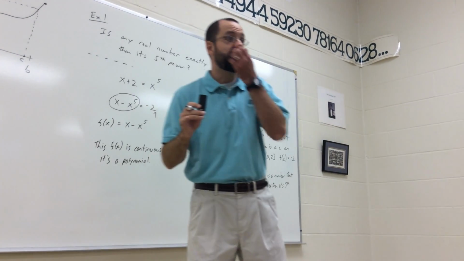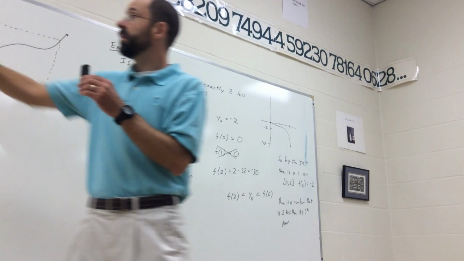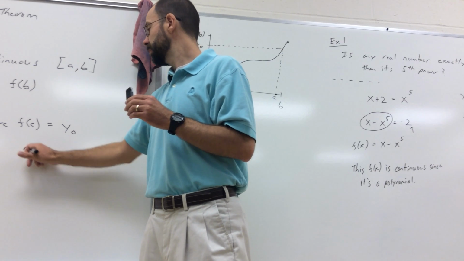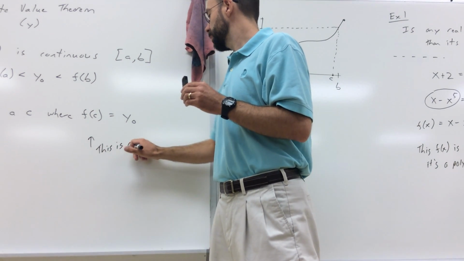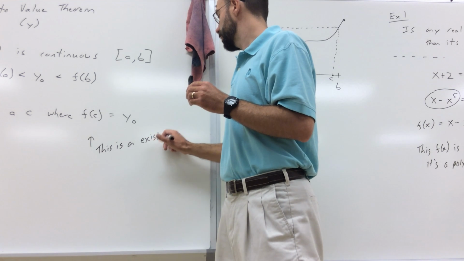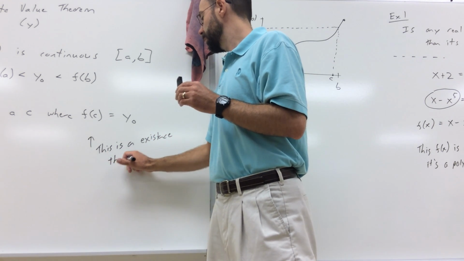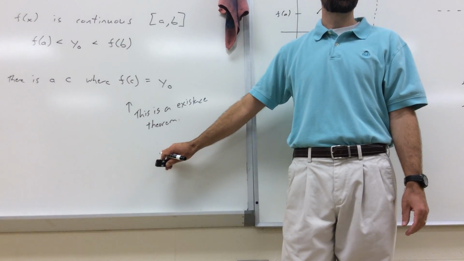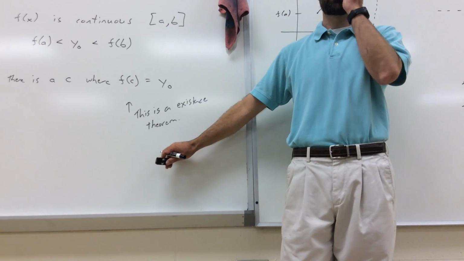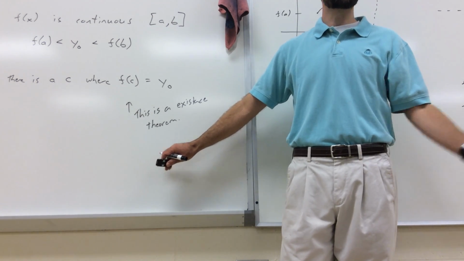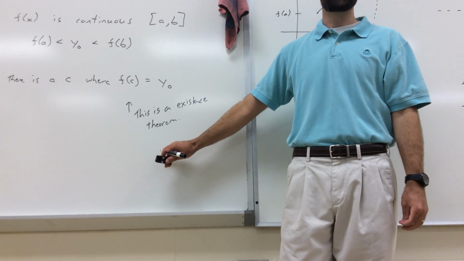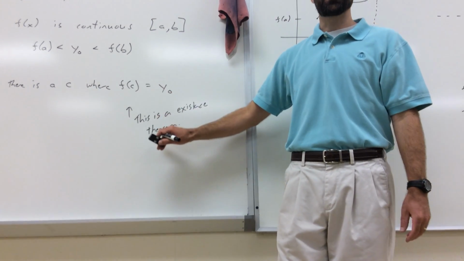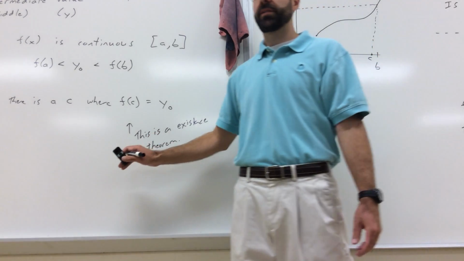Okay, but the real big deal here is that this theorem, this intermediate value theorem, is an existence theorem. What I mean by that is it proves that something exists. And there's another big existence theorem in calculus that we'll find later. But for now, this is our existence theorem. It's called the intermediate value theorem. It comes up a lot.